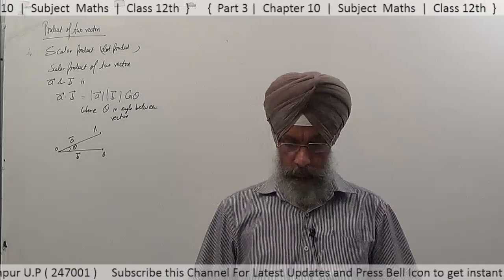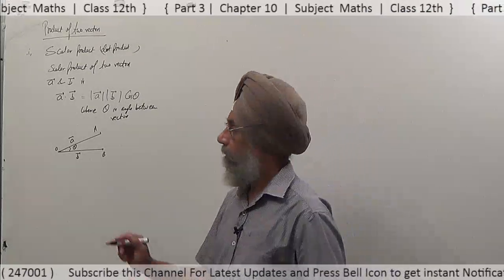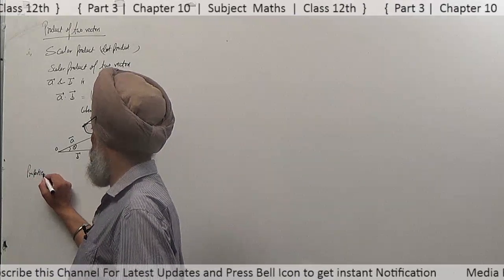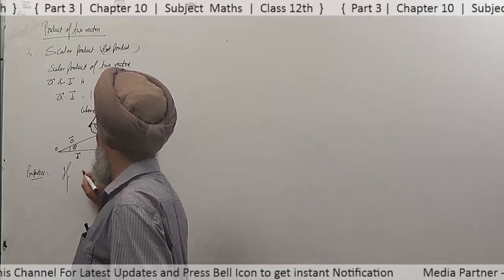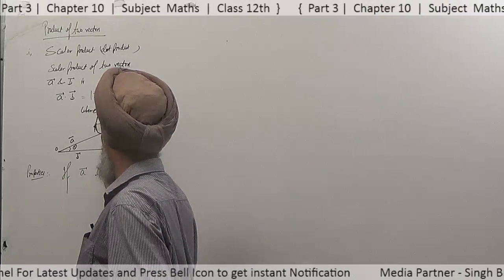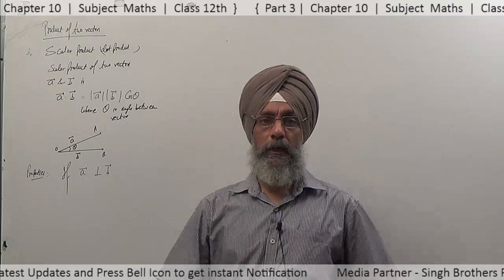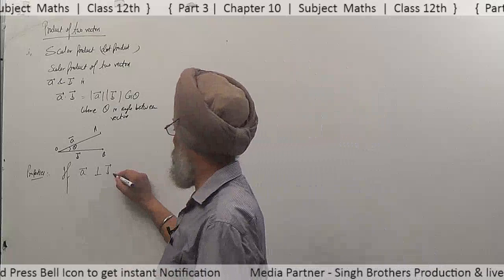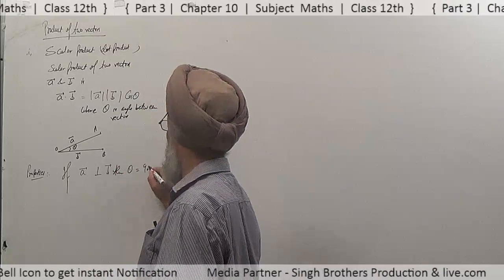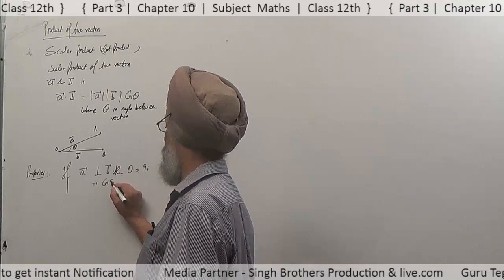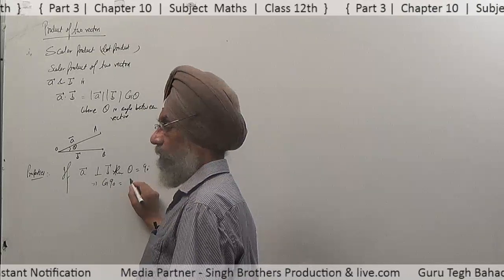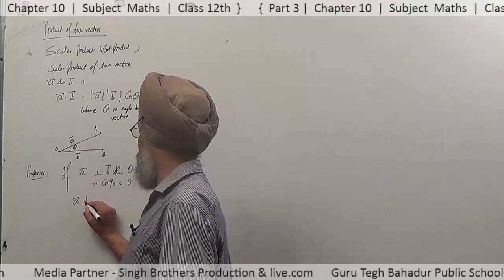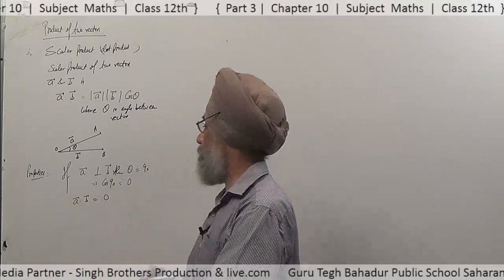Now, there are some properties related to it. If vector A is perpendicular to B, if A and B are perpendicular vectors, it means that the angle between them is 90 degrees, then theta is equal to 90. It implies cos 90, and cos 90 is 0 here. So, A dot B is equal to 0.